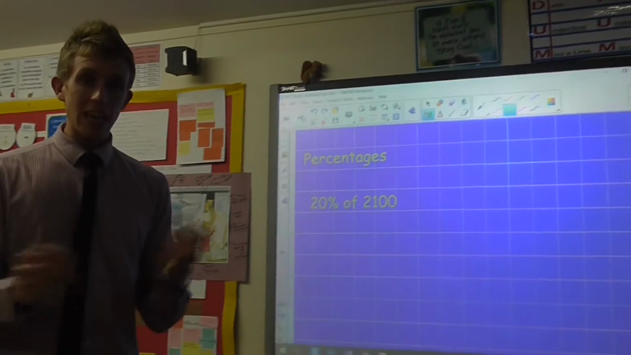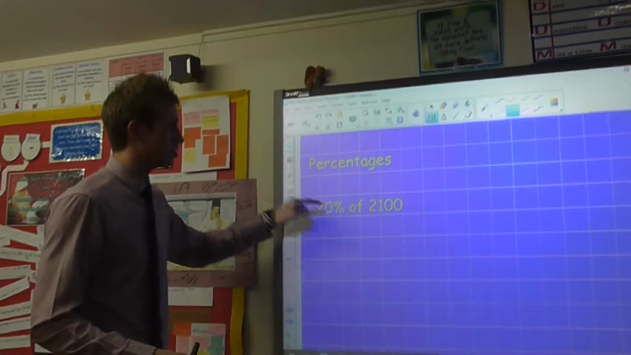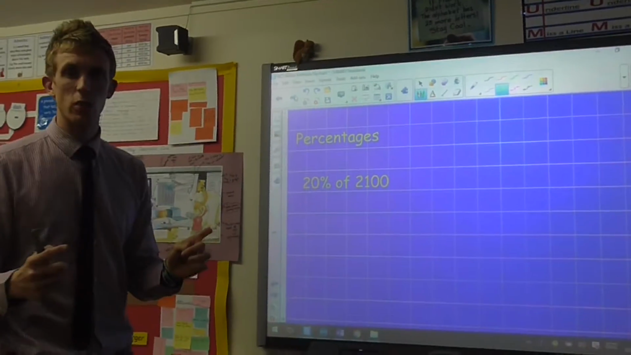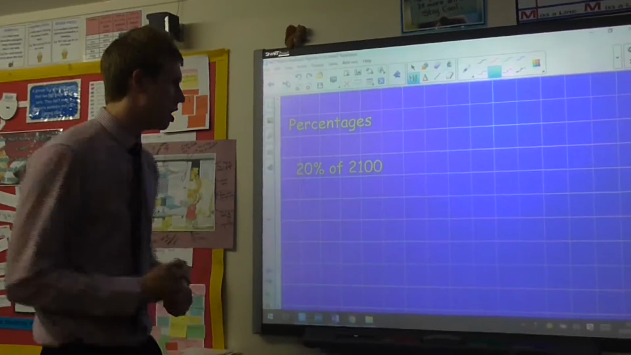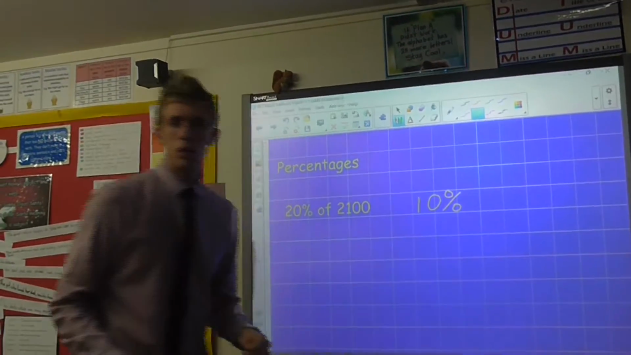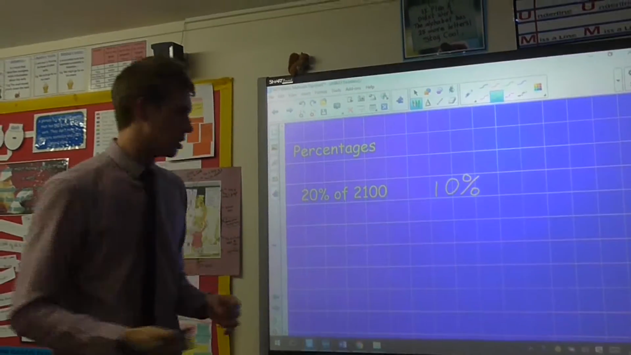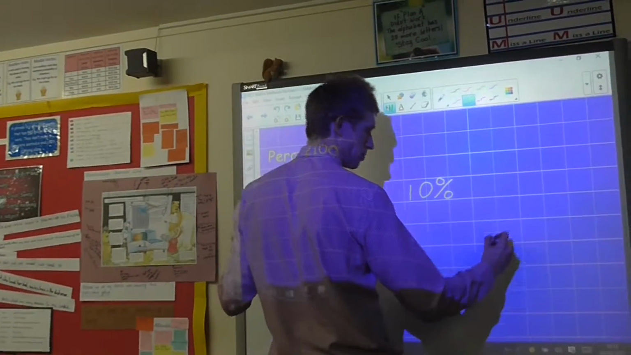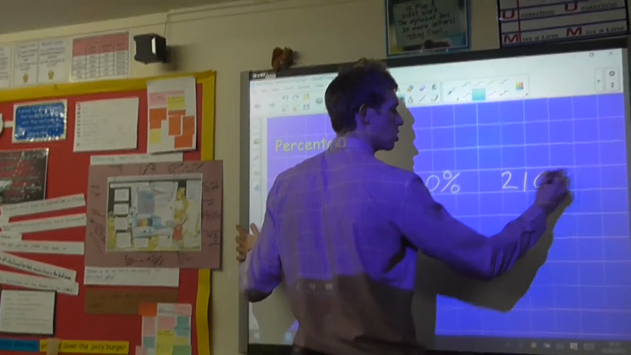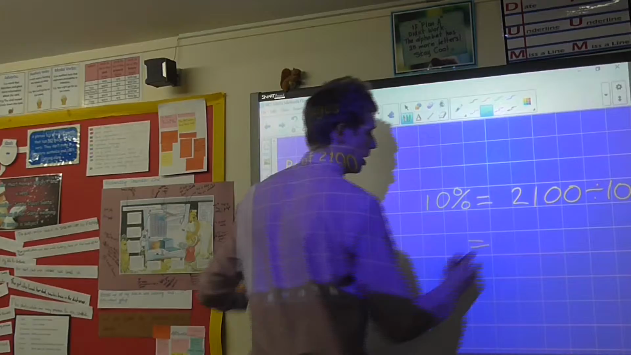Percentages can be a little bit tricky, but really fairly straightforward. So 20% of 2,100. First, what we've done is we've taught the children to find 10%. If they can find 10%, that really helps them, because it's really simple to find 10%. All they need to do is divide the number by 10. So they're doing 2,100 divided by 10 to find out what 10% is.